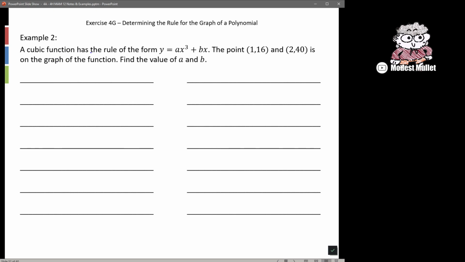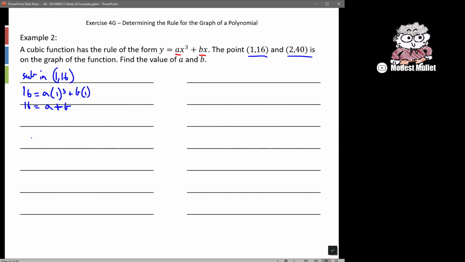Okay. Here's that one. We're told a cubic function has the rule of the form y is equal to ax cubed plus bx. And the points 1, 16 and 2, 40 are on the graph of the function. Find the values of a and b. Okay, we have 2 unknowns, a and b, and we have 2 data points, so we can solve this. So let's substitute this in. I'm going to sub in 1, 16, and I get 16 is equal to a by 1 cubed plus b by 1, so I get 16 is equal to a plus b.